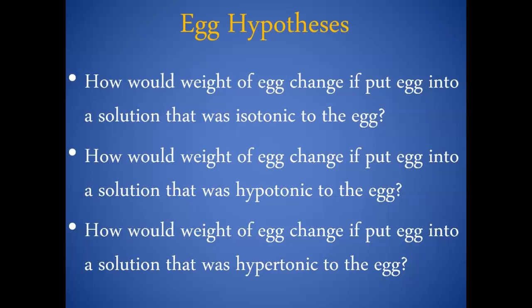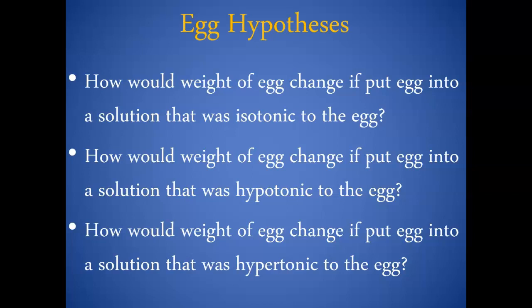And finally, how would the weight of the egg change if you put it into a solution that is hypertonic to the egg, which means it's more concentrated, it has more solutes compared to the egg? In which direction is the water going to move in relation to the egg itself, and what does that do to the weight of the egg?